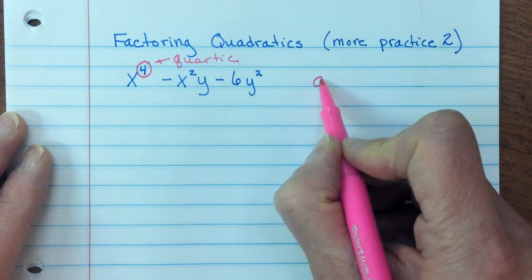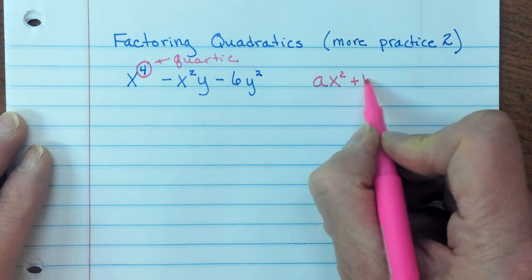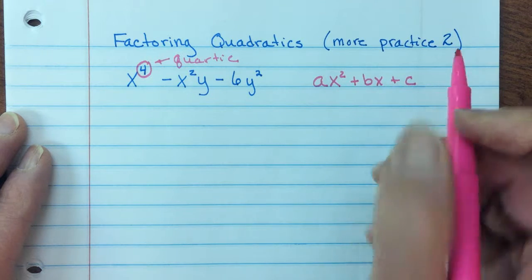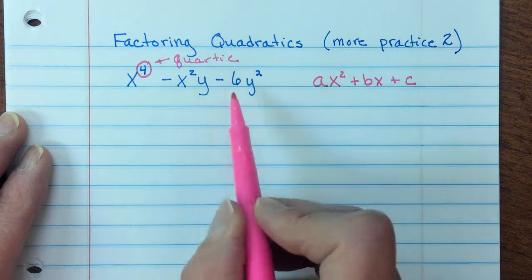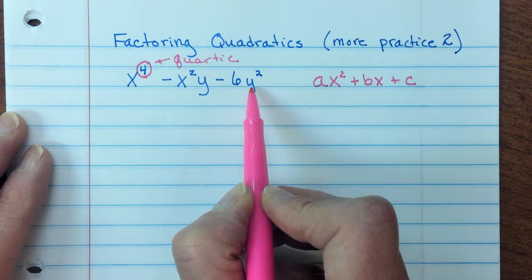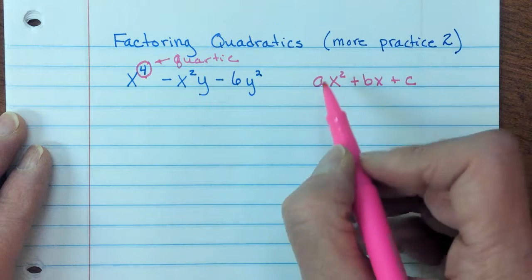So remember, a quadratic is ax squared plus bx plus c. Okay, so we can probably kind of fudge this, especially because this is a perfect square and this is a perfect square. So I'm going to check out the process and see if it works.